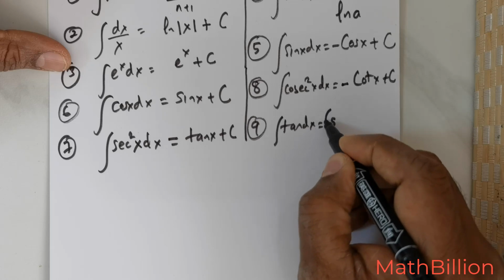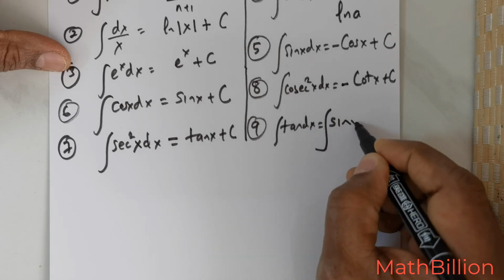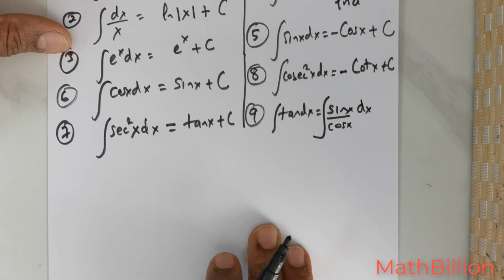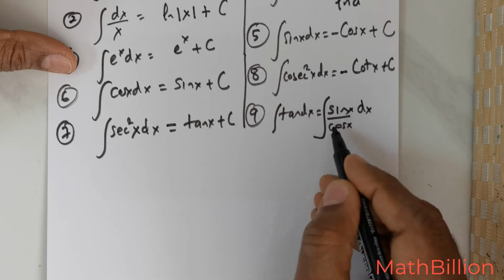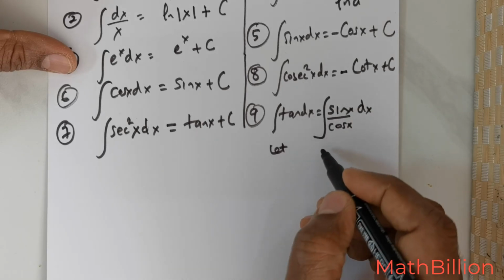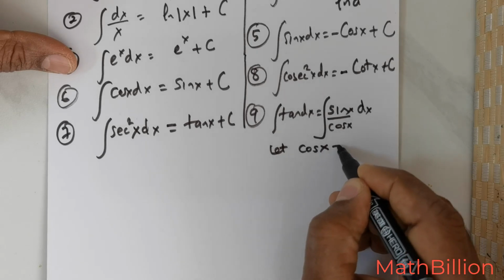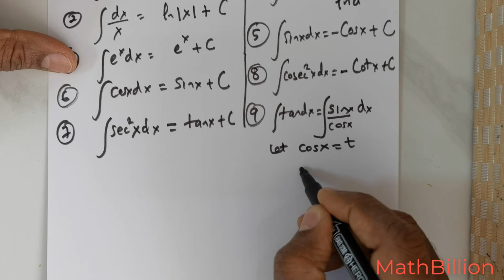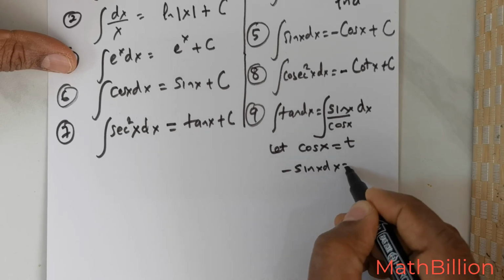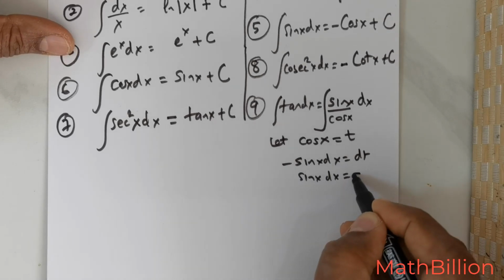Now let me just show you. I know that integral of tan x is sin x divided by cos x dx. Now if I want to integrate this quantity, I will use the technique called the technique of substitution. So what do we do here? We take cos x to be equal to t, we differentiate cos x, we get differential of cos x is negative sin x dx. This is equal to dt. So sin x dx is negative dt.